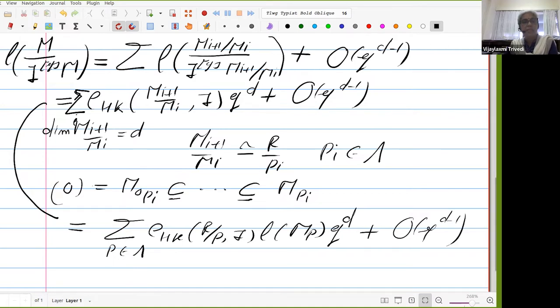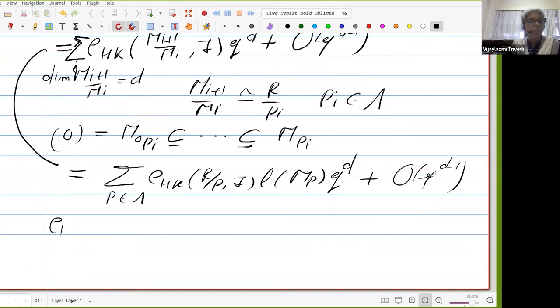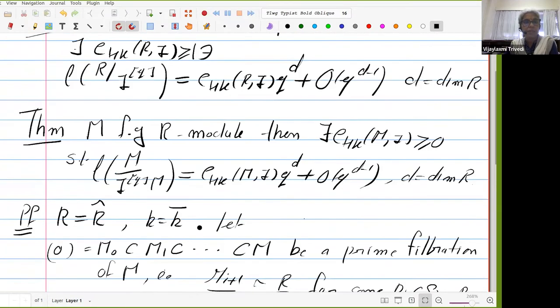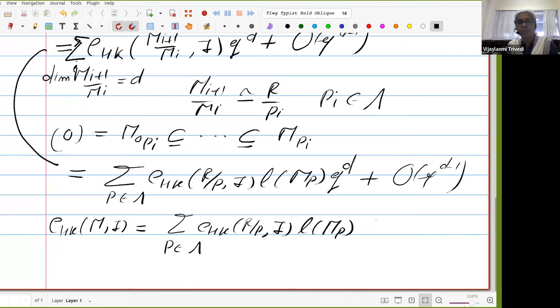So you have this length formula. Now in this formula, if you go modulo q^d, it tells you e_HK of M with respect to I is the same as the summation over P in Λ of e_HK(R/P, I) times the length of M_P. So this is the final thing. You have proved the length formula as well as the second assertion. I didn't write it anyway. This is called the associativity formula.